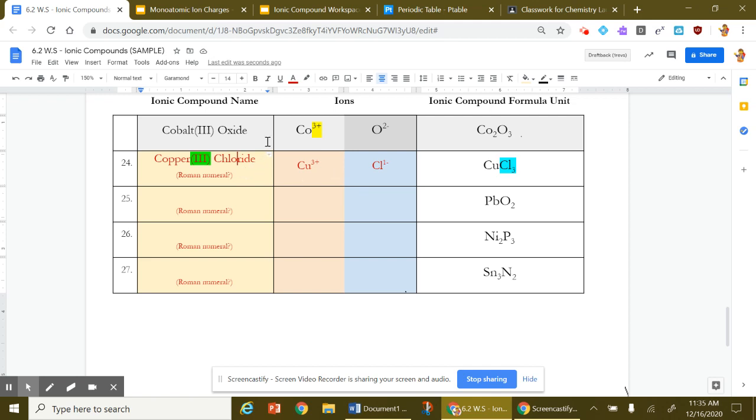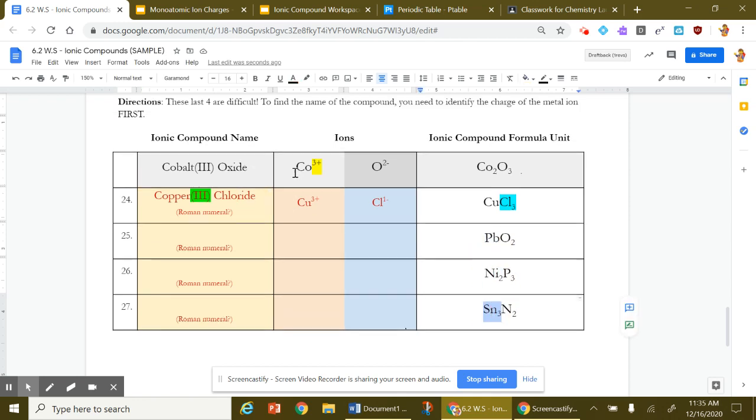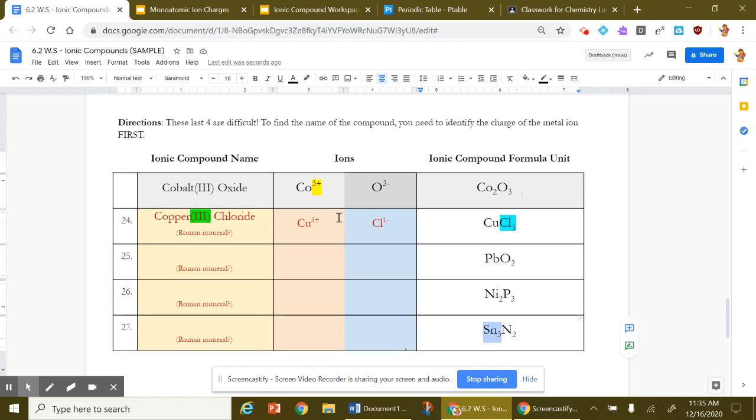There's no such thing as just copper chloride, because there would be a different formula, a different substance. It is copper 2 chloride, copper 3 chloride, copper 1 chloride. You have to give me the Roman numeral. In fact, all of these substances here are going to require Roman numerals. That's why I saved these for last. That's why these are the toughest problems.